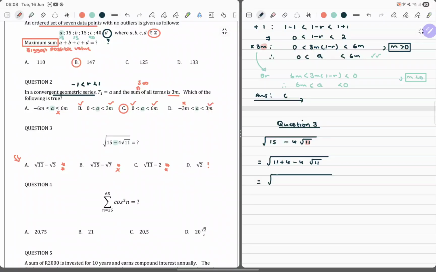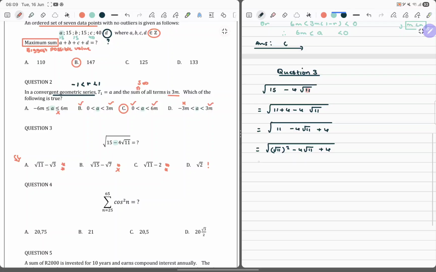Now how about we write this as a quadratic? So this is going to be 11 minus 4 root 11 plus 4. Okay, this looks right. Could we factorize this thing? But before we even think about factorizing, what does this mean? We know that 11 came from root 11 all squared. So we can write 11 as root 11 all squared minus 4 root 11 plus 4. Now we can see we certainly do have a quadratic expression under the square root.